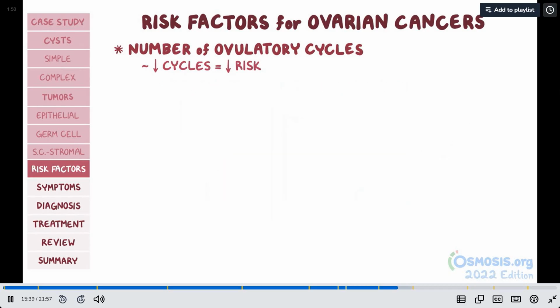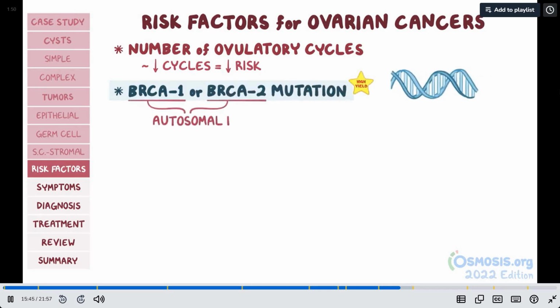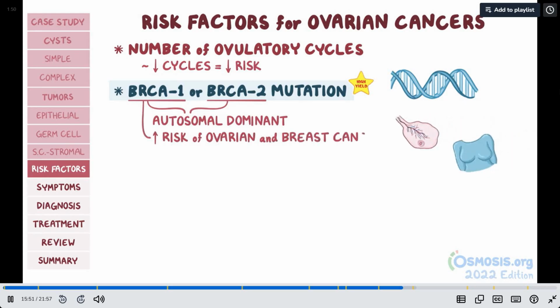For your exams, remember that there's genetic predisposition if BRCA1 or BRCA2 mutation is present. Both of these genes are autosomal dominant. Individuals who have BRCA1 type mutation have an increased risk of both ovarian and breast cancer. But remember that ovarian cancer is usually the one with the worst prognosis.